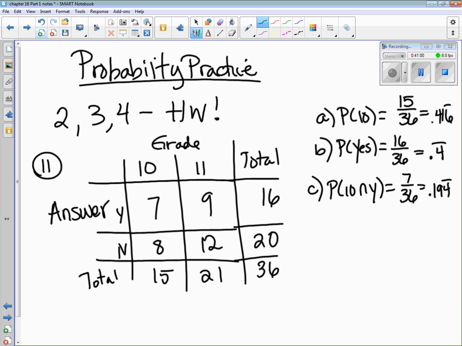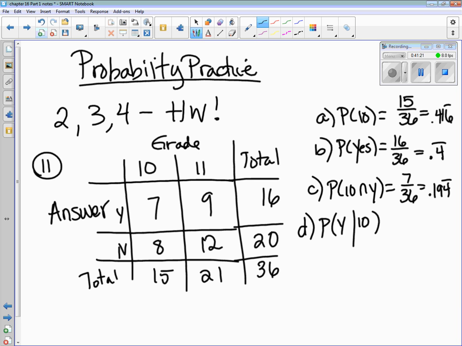Who is in grade 10 answered yes? That's a given, that problem. So which way does it go? I'm going to say it again. Who is in grade 10 answered yes? Yes comes first, and then given 10.